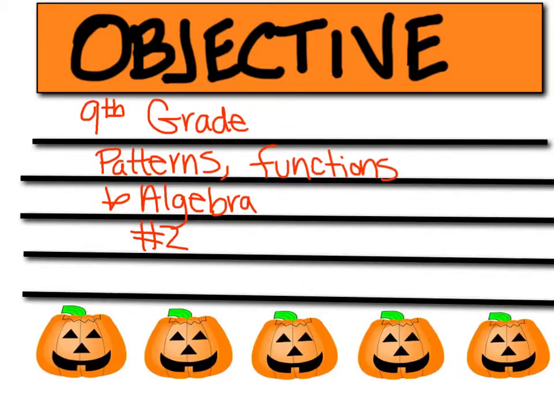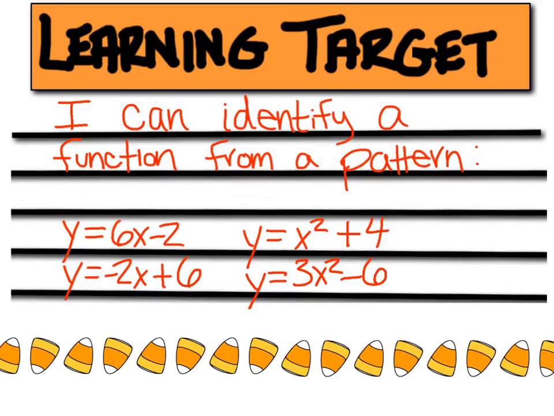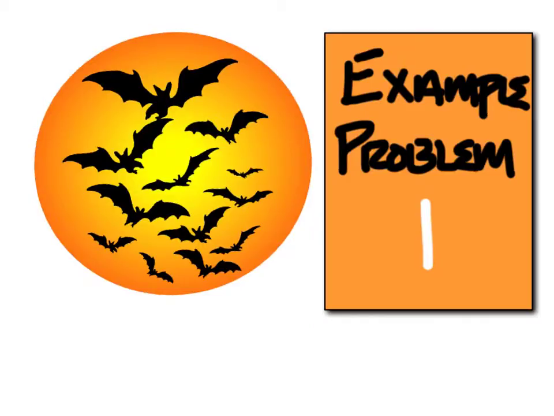Our objective for today is 9th grade patterns, functions, and algebra number 2. By the end of today, you should be able to identify a function from a pattern, and these are just some examples of what we'll be identifying. y equals 6x minus 2, y equals negative 2x plus 6, y equals x squared plus 4, and y equals 3x squared minus 6.